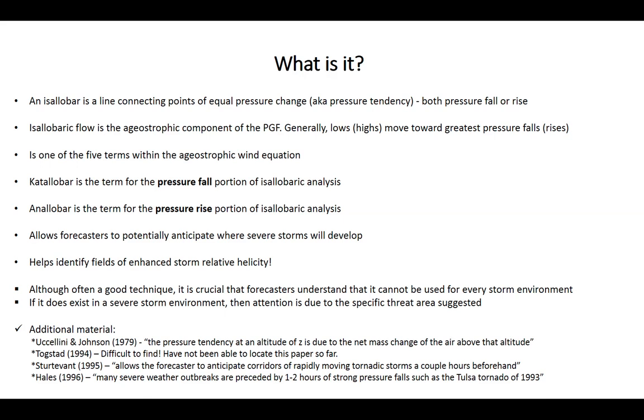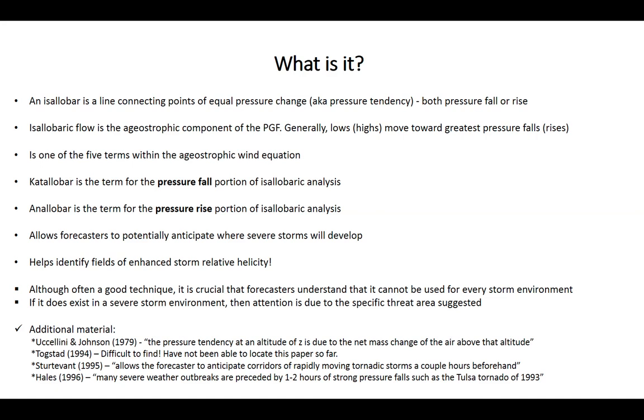So again, if it does not exist in a severe storm environment, then attention is due to the specific threat area suggested. In other words, I'm going to show you some examples in a moment. When it does exist in an environment that you've kind of outlined for severe weather, really pay attention to that.